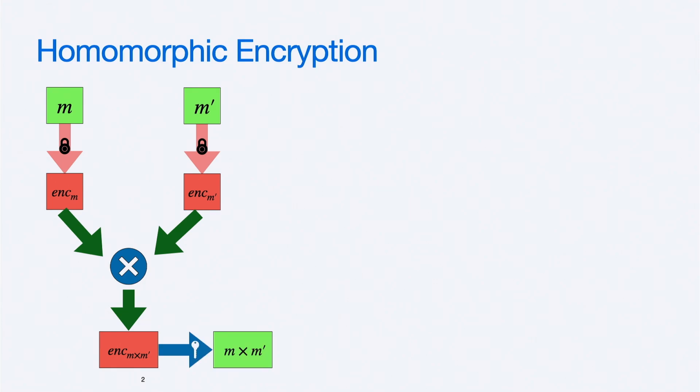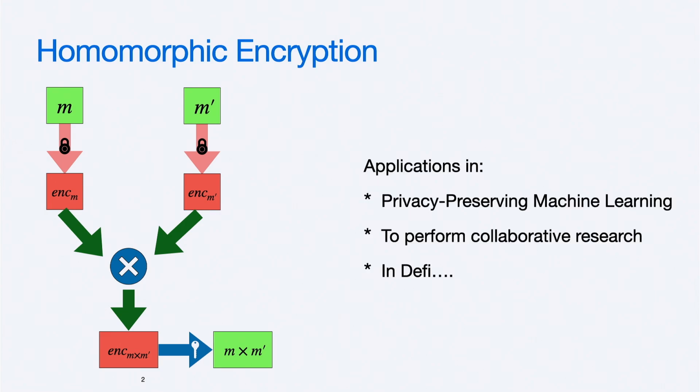And homomorphic encryption is finding some applications in privacy preserving machine learning. Whenever there is some privacy and we don't want to disclose data, homomorphic encryption can potentially be used there, and also it has some interesting applications in decentralized finance.